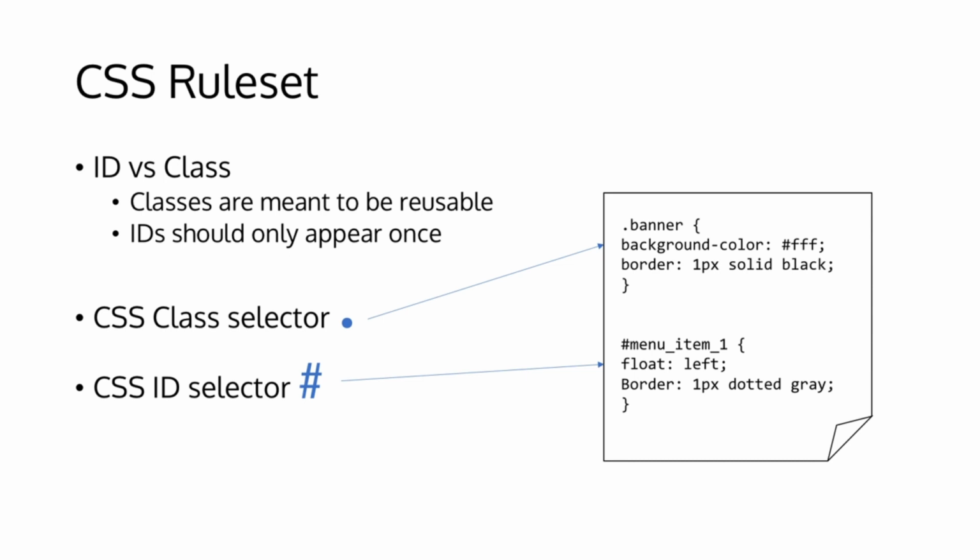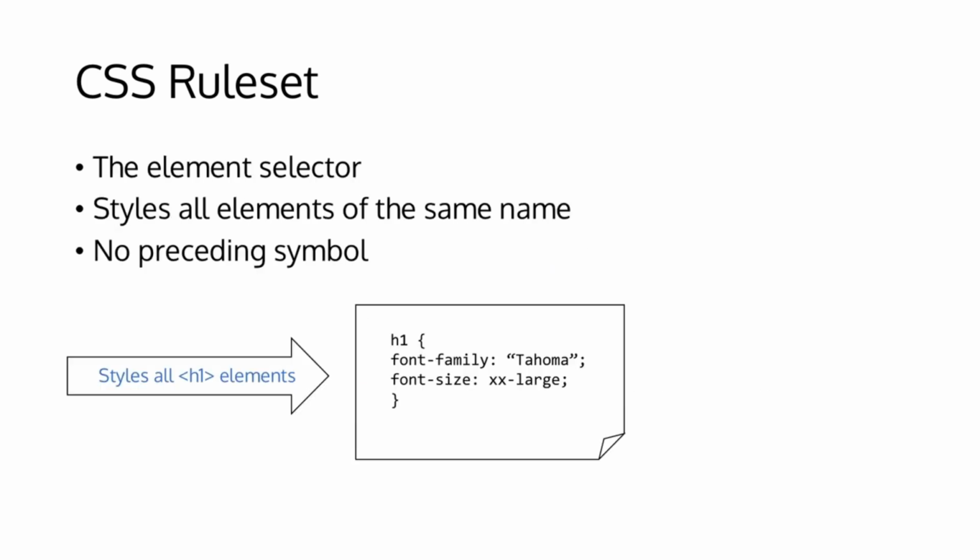The difference between IDs and classes is that classes, just like in object-oriented programming, are meant to be reusable. An ID should only appear once. So if you're only styling one element one time, then you can use an ID. If you're styling, for example, the same banner on every page, you should use class equals banner, or whatever you want to name it. The element selector is the third type of selector that's important to understand about CSS.